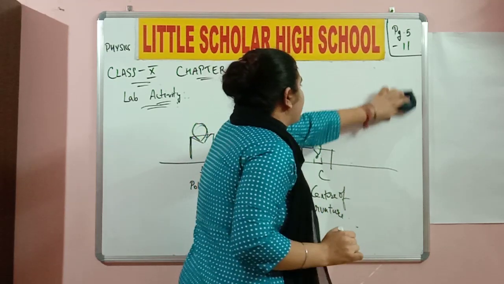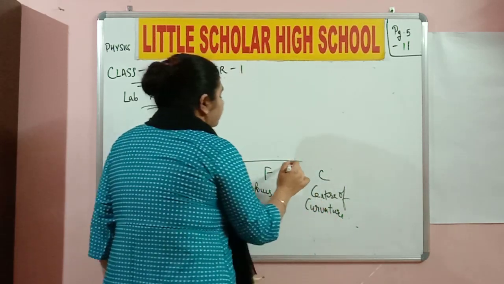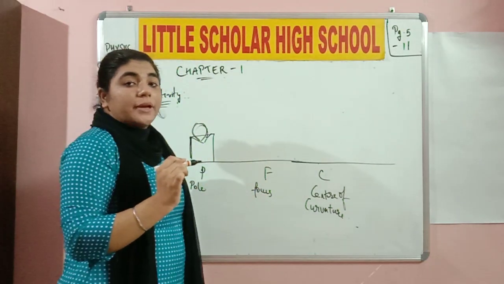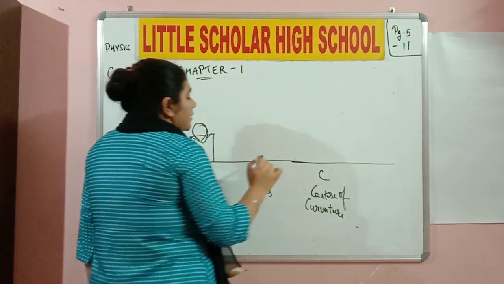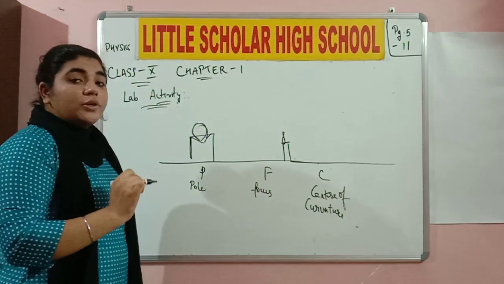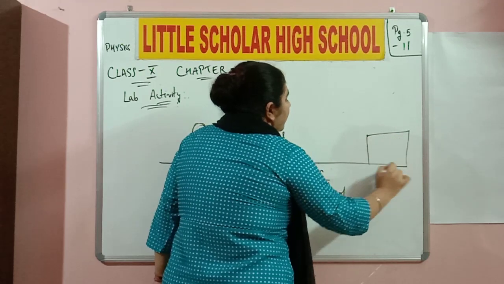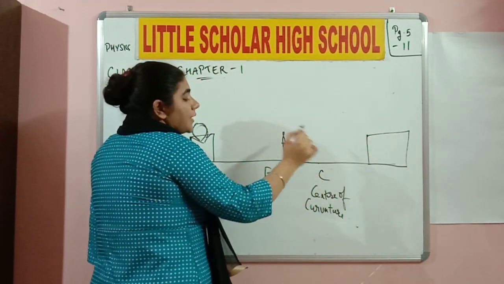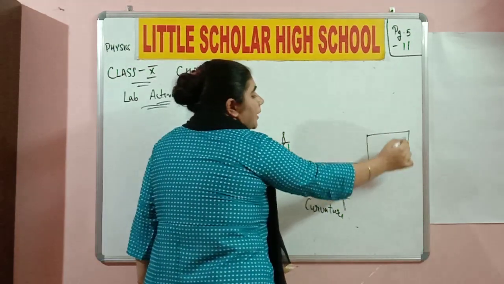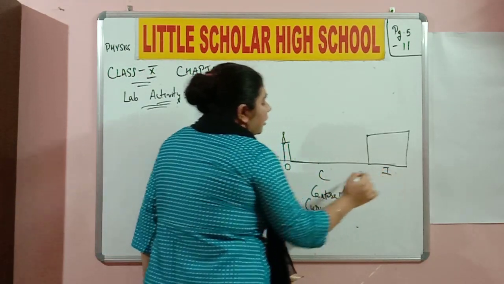Okay, two placements done. We have the next placement, which is also very simple. The first placement was beyond C. The second placement is at C. Now the placement is when I place the candle between F and C. When I'm going to place the candle between F and C, I need to place the screen beyond C. Do you understand? When I place the candle or the object between F and C, the screen needs to be placed beyond C to get the image. My object is here, the image should be here, beyond C.